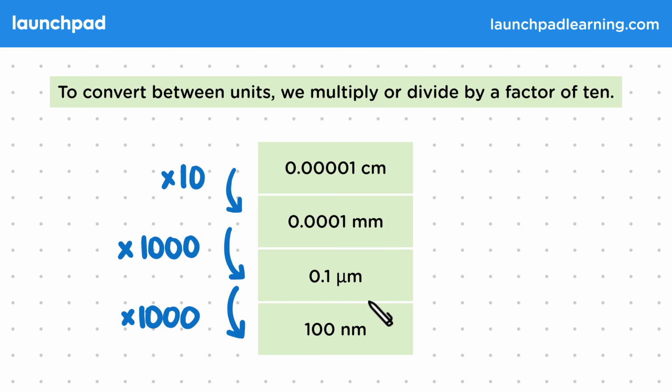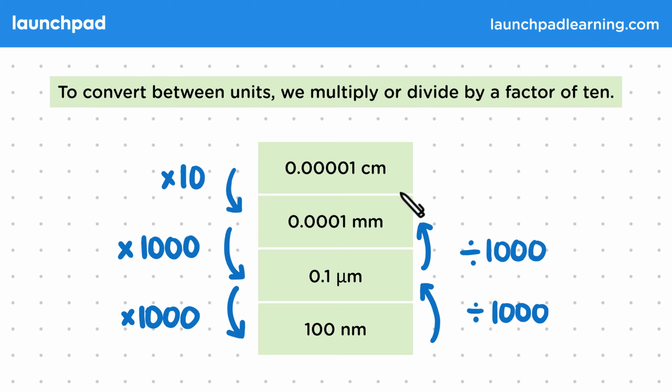If we wanted to go back from nanometre to micrometre, we will have to divide by 1000. To convert from a micrometre to a millimetre, we divide by 1000 again. And to get back to centimetre from millimetre, we divide by 10. By doing this, we're moving the decimal point over to the left again. You should always do a sense check when you're multiplying or dividing and question whether the answer you expect will be larger or smaller than the value you start with.